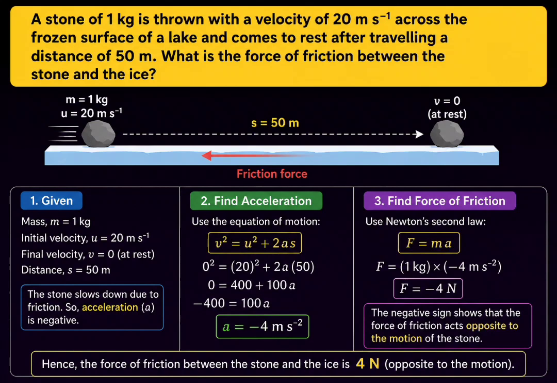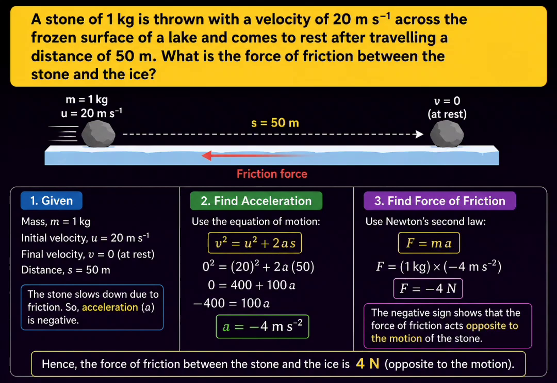First, let's write the given values. Mass m is equal to 1 kg, initial velocity u is equal to 20 meters per second, final velocity v is equal to 0 meters per second. Distance s is equal to 50 meters. Since the stone finally stops, friction is acting opposite to its motion and slowing it down. To find the friction force, we first calculate acceleration using the equation of motion, substituting the values.